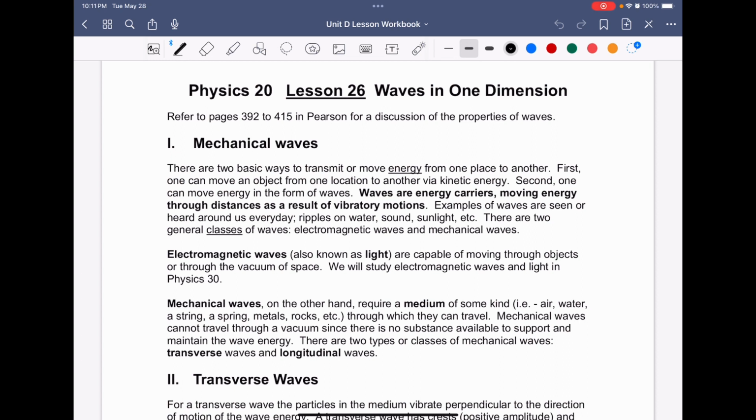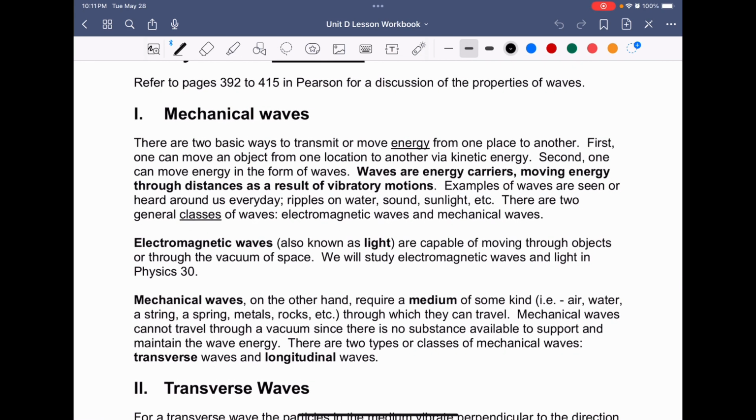Now, first and foremost, when we talk about waves, waves are going to be energy carriers. So they're ways of transmitting energy in some sort of medium or through some sort of medium, specifically when we talk about mechanical waves. So that's the note we highlight here, where waves are energy carriers, and through this vibratory motion, these particles are going to pass their energy from one place to another, and it can happen in two different patterns when we talk about mechanical waves.